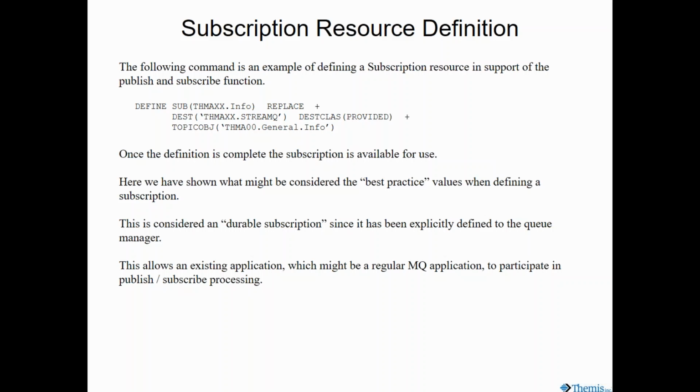Now, destination is a queue. So the queue could be predefined, or when I issue the subscription request, it could create it dynamically from the model. And again, I would tell it whether it's going to be persistent or not persistent, if you will, or contain persistent messages. So the queue name here, thmaxx.streamqueue, would be whatever name I choose for my application, and that would be the place to hold the message.